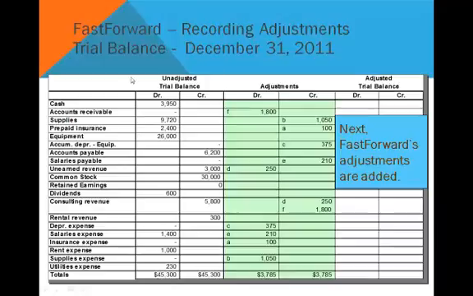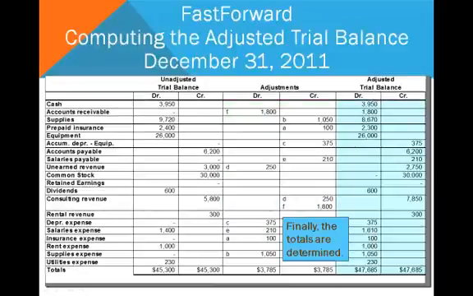Now we can take these balances in the unadjusted trial balance, adjust them by the adjustments, and then we will have the adjusted trial balance. So let's add the adjustments, and that gives us the adjusted trial balance. That's what you see in the final two columns here. The adjusted trial balance combines the unadjusted trial balance account balances with the adjustments that we've made. Be careful when doing the arithmetic.